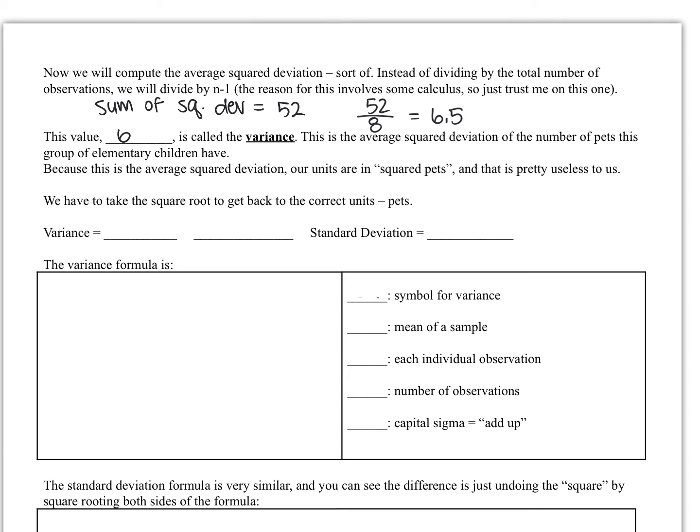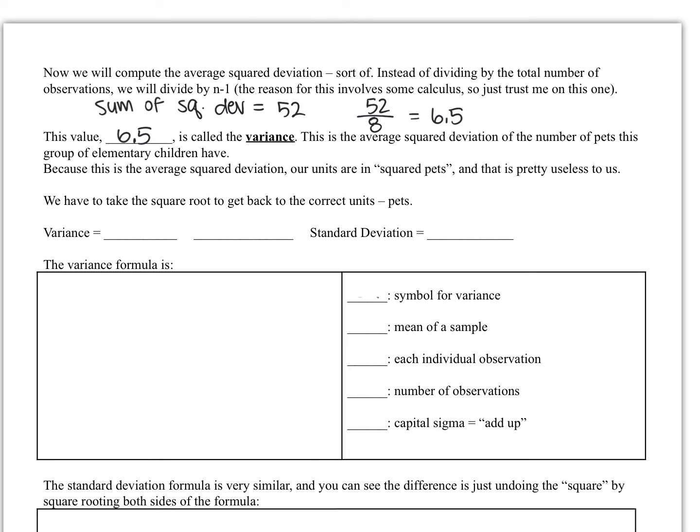So the value we get, 6.5, is called the variance, and it's the average squared deviation, or distance, of the number of pets the group of elementary children have. Because we have an average squared deviation, the units are squared pets, because we squared numbers. And variance in squared pets is pretty useless because no one talks in terms of squared distance. So what we have to do to get rid of that squared, so we have pets and not squared pets, is we take the square root.